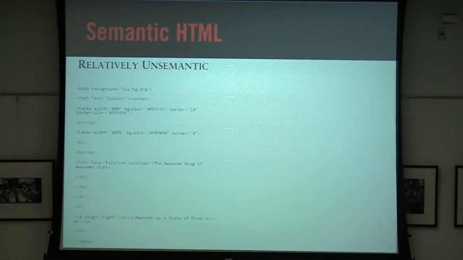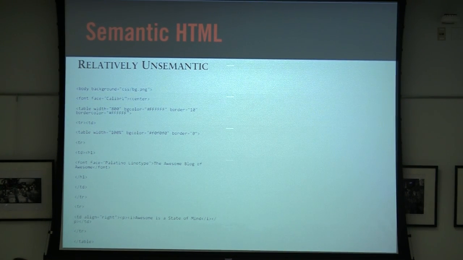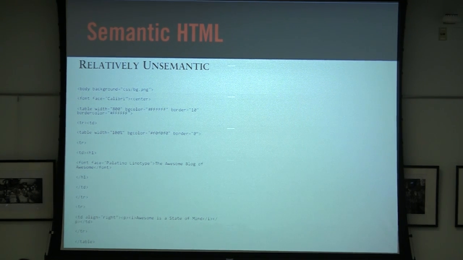But here's an example, and it's really hard to read, and it's hard to read even if you can't actually see it. If you're working in HTML, it's painful to read. But basically, this is unsemantic content. I've got a table for structure. I've got font faces being called within the site. I'm putting backgrounds right in.